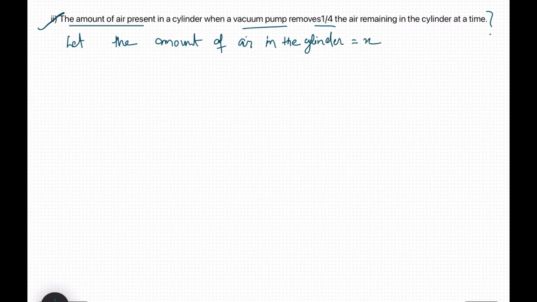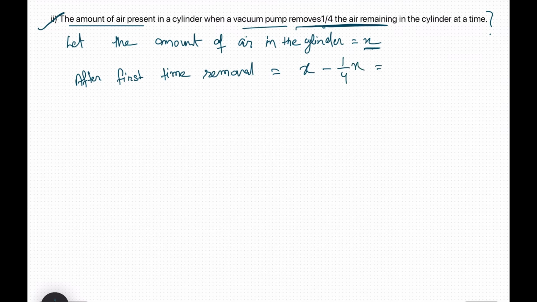After the first time removal, what is it saying? 1/4 of the remaining. So what is there right now? x. And 1/4 is removed, right? It removes 1/4, so remove the 1/4 part. Okay, so it is x minus x by 4, that is 3x by 4.